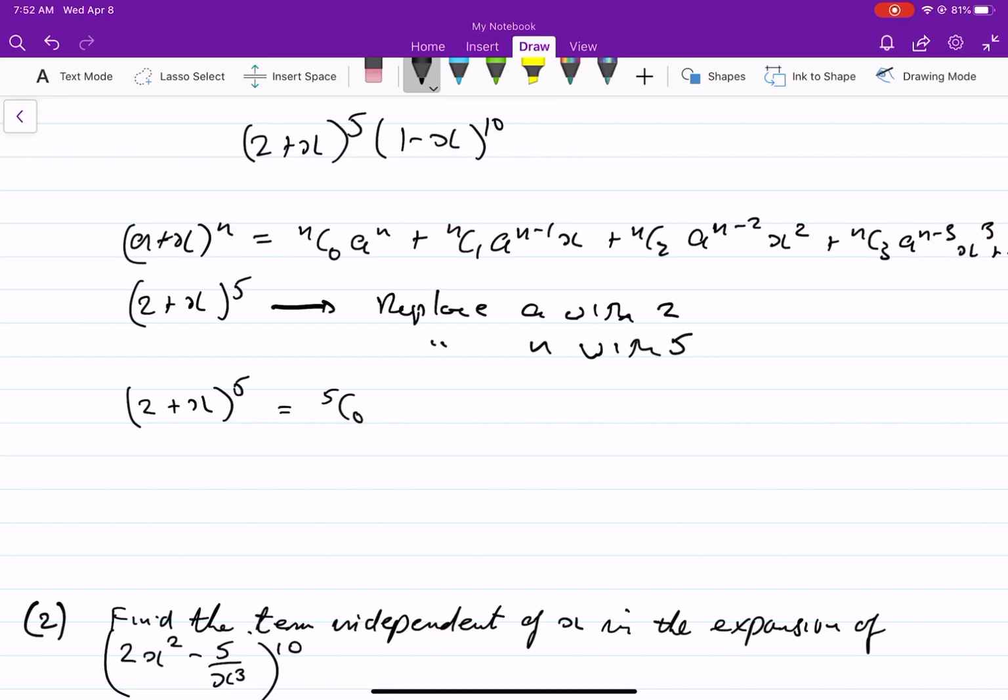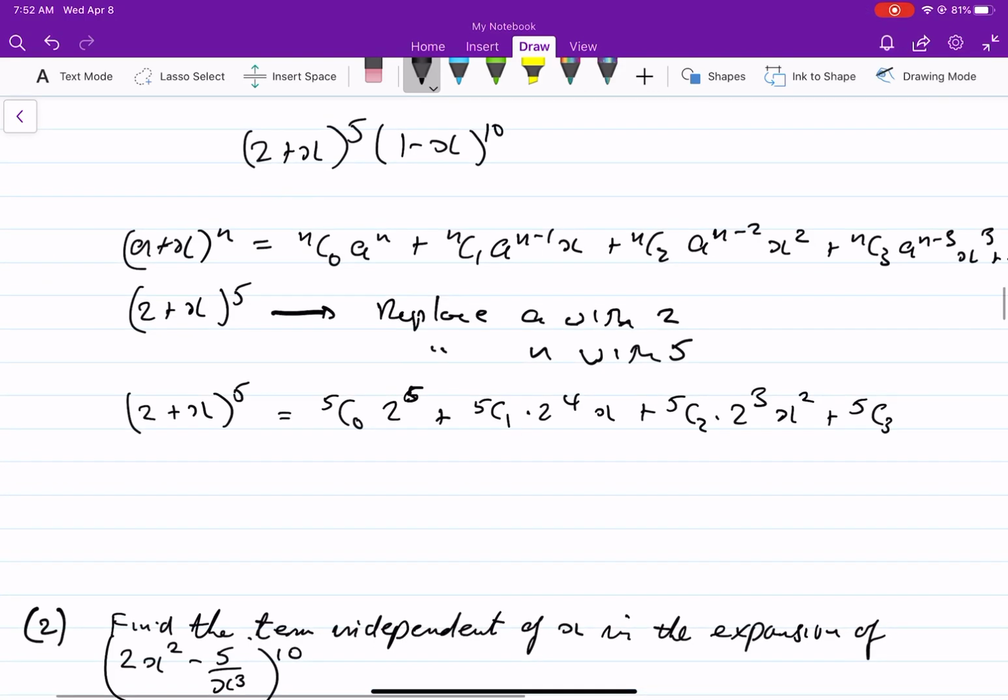5c0 times 2 to the power 5, plus 5c1 times 2 to the power 4 times x, plus 5c2 times 2 to the power 3 x squared, and 5c3 times 2 to the power 2 times x cubed, plus and so on. 2 plus x, what's wrong with you?